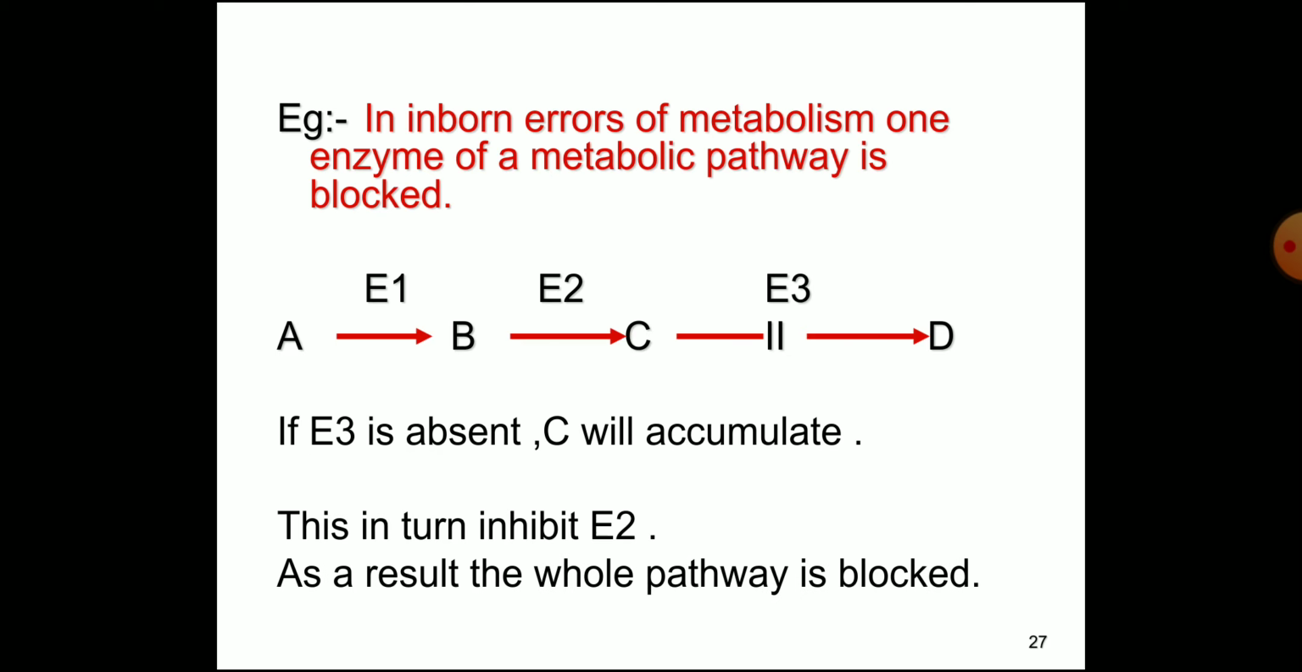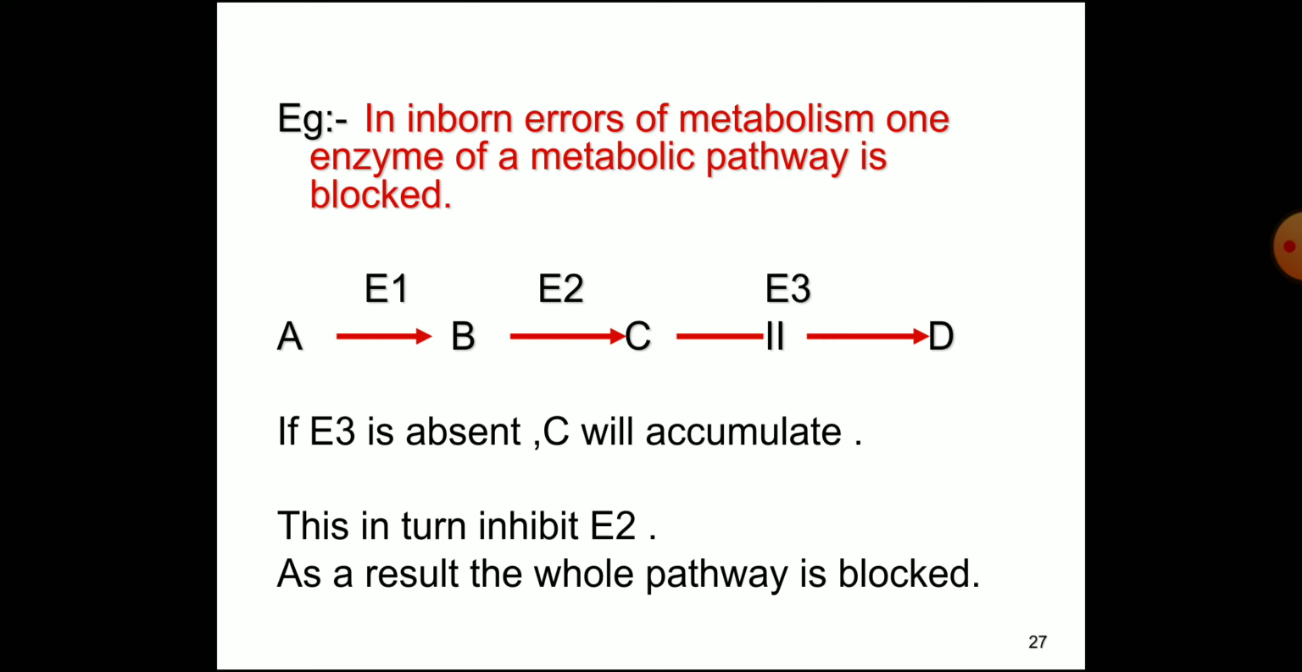So in this, we can see how it is happening. In inborn errors of metabolism, one enzyme of a metabolic pathway may be blocked. You have studied so many examples, like galactosemia, where some enzyme is deficient. So what happens is the previous metabolite will accumulate and produce the symptoms.